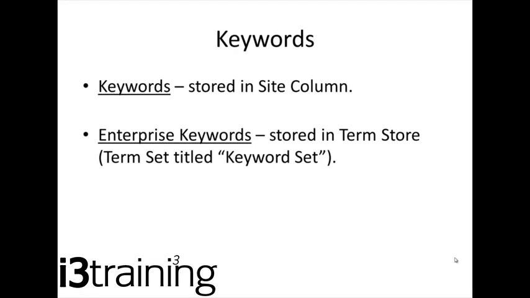Okay, so the last part of this really is something that it took me a while to get sorted out in my own mind, and so I'm going to try to explain this the best I can. The notion of keywords. So keywords come in two flavors in SharePoint 2010. You have regular keywords and you have enterprise keywords. It's very confusing, but here's the bottom line. Keywords, the regular keywords, are stored in a site column. You go to a site, create a site column. Keywords are stored in a site column at the site level.